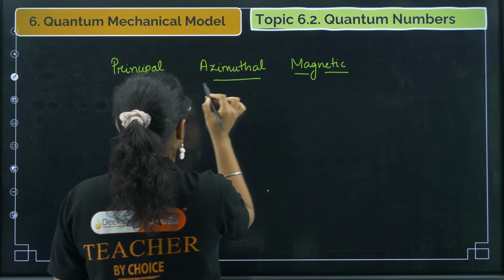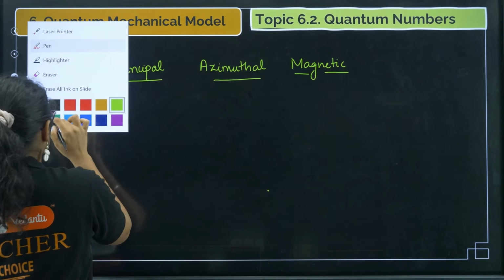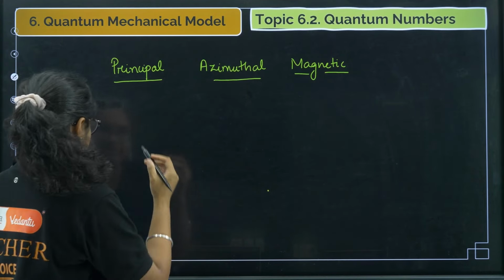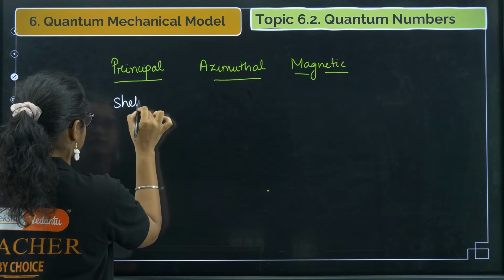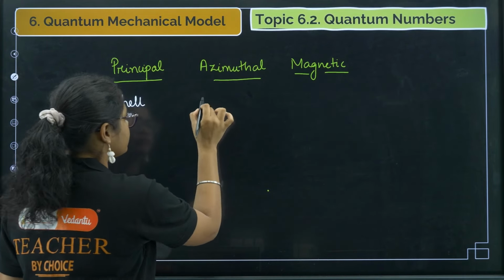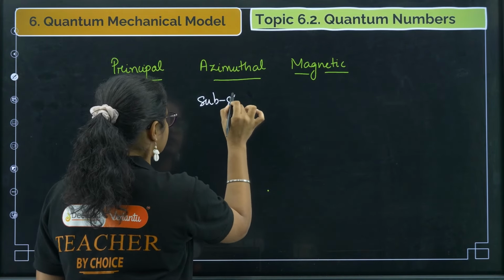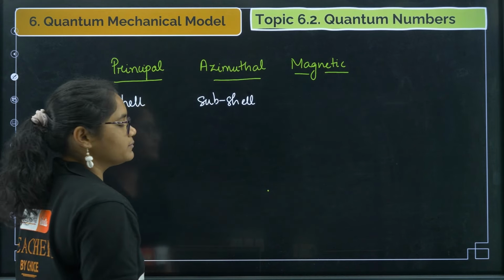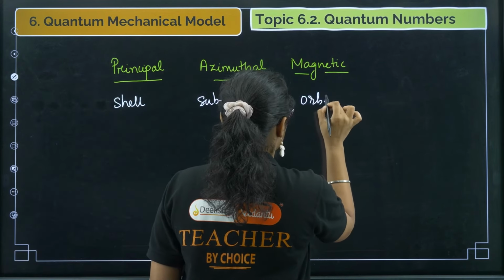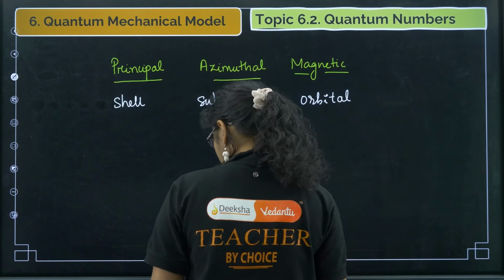Now see, the principal quantum number tells you the shell in which the electron is present. We'll discuss all this. The azimuthal quantum number tells you the subshell in which the electron is present. Then the magnetic quantum number tells you the orbital in which the electron is present.